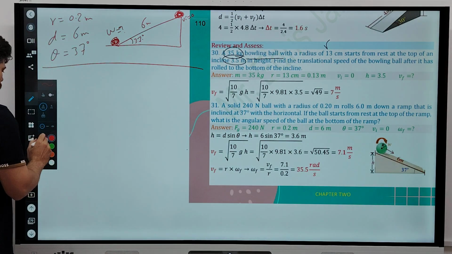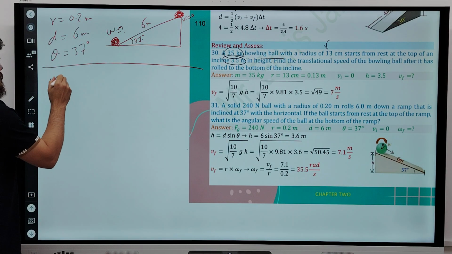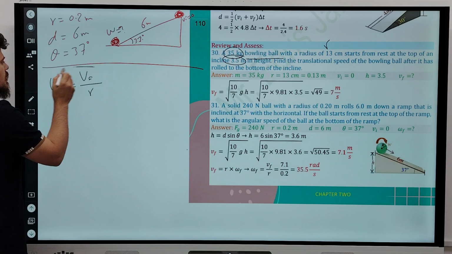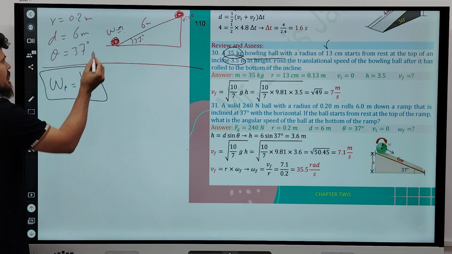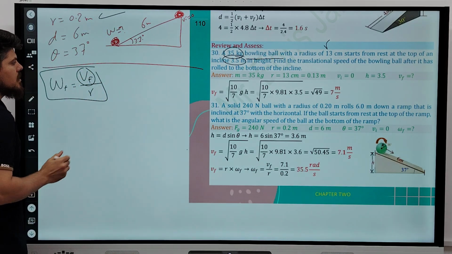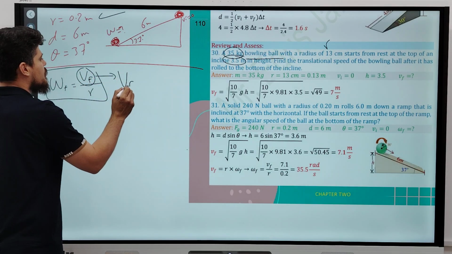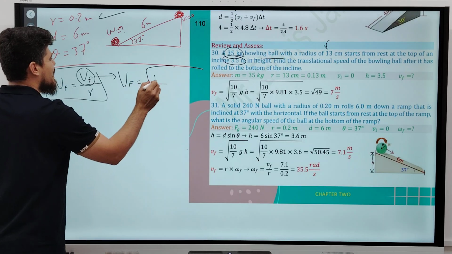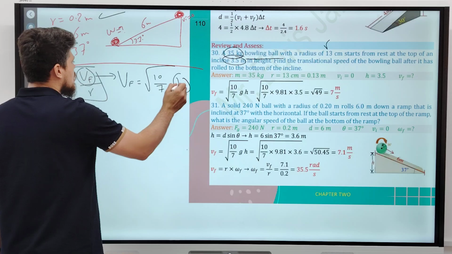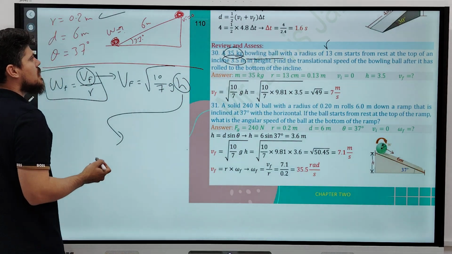Be careful. How can you determine angular speed? Final angular speed is equal to what? Is equal to V final over R. Do we have R? Yes. Do we have final velocity for the solid sphere? No. How can you determine V final for the solid sphere? Is equal to the square root of 10 over 7 GH. Do we have H? No, we don't have. How can you determine H?